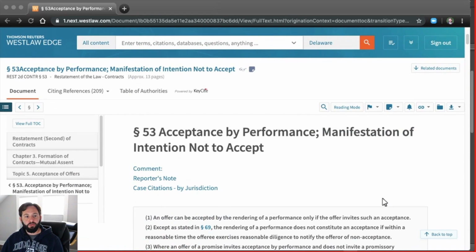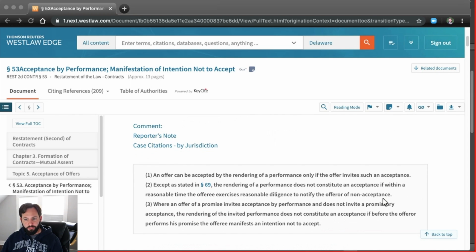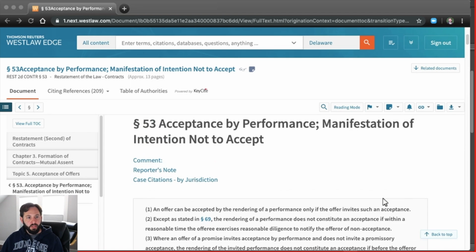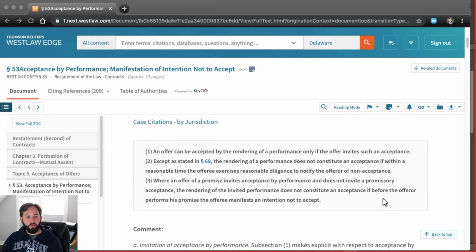Before we rule out that answer choice, though, let's take a quick look at just one more rule, which again, you probably could have gotten this answer right even if you didn't remember Restatement Second Section 53, but this helps a little bit. So if you know more rules, you'll get more answers correct quicker. So this pertains to acceptance by performance.